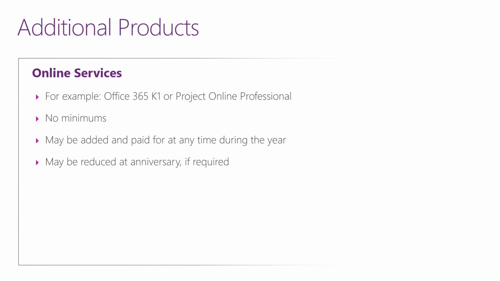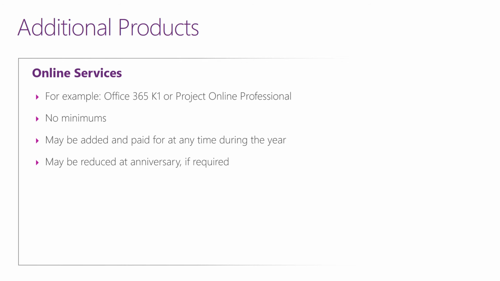Let's start with those online services that are classified as additional products, and I've reminded you of some of the examples. As we saw, when you add online services as an additional product to a device-based EA, there are no minimums. You can add them at any time during the year, and you pay for them at that time up until the anniversary, at which point you can reduce the amount of licenses you have and pay for 12 months in advance for the ones you want.